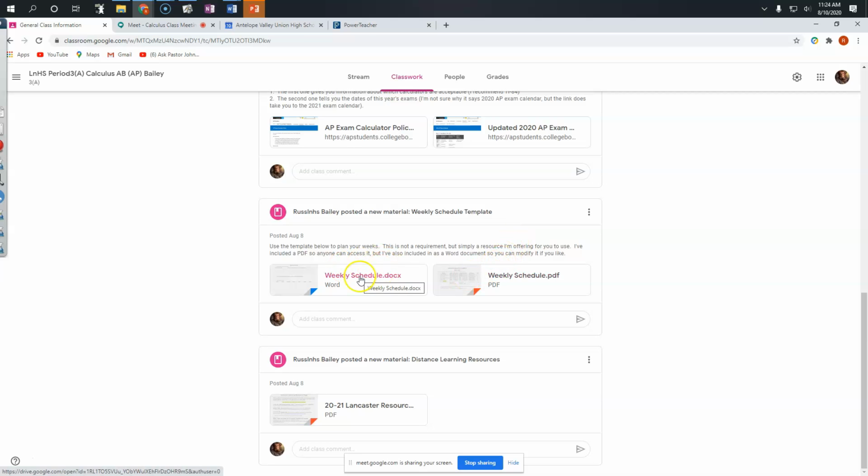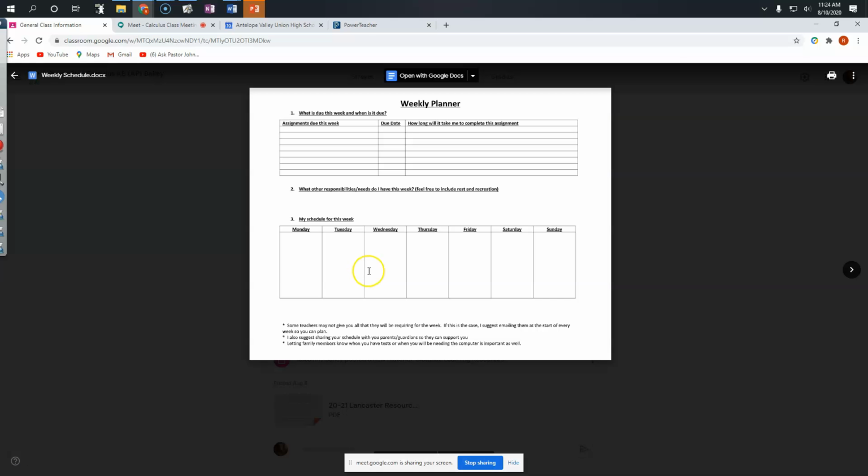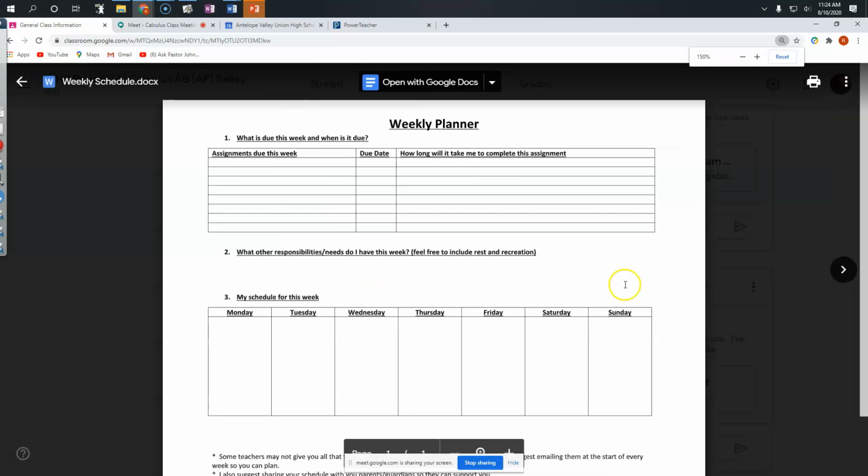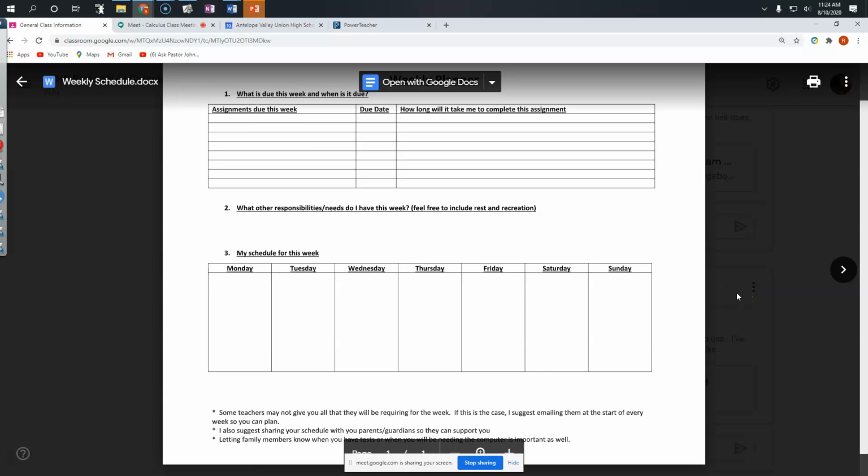The next thing is I've got this weekly schedule that I made for you guys. So, like I said, I think the challenge for you guys this year is going to be learning how to run your own lives without having school kind of dictate it for you so much. So I want to encourage you guys to be very diligent with your planning. Now, you don't have to use this. This is just a tool that I'm offering you. But here's what I'd recommend.